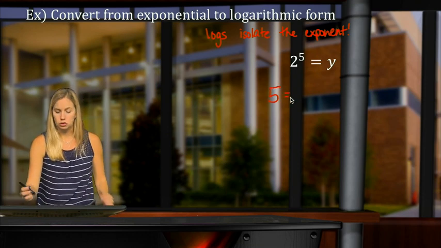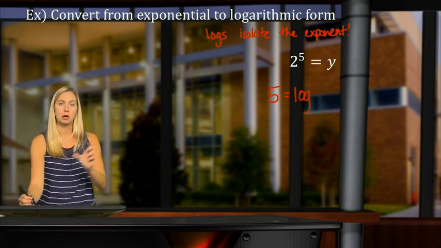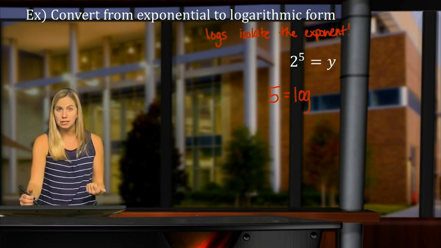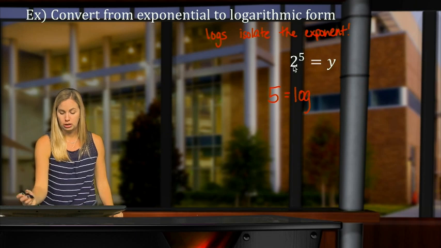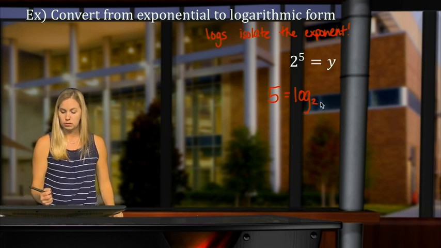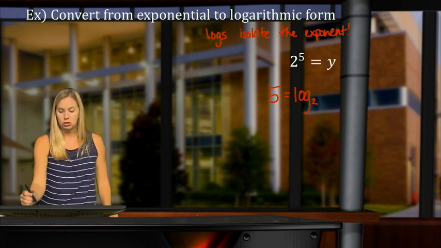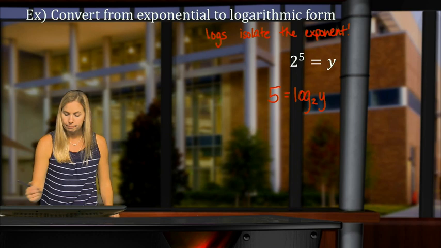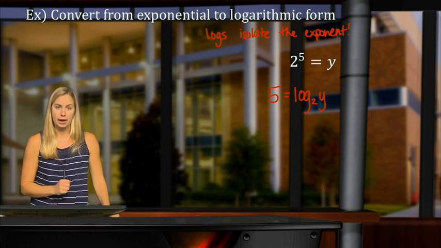Now, when we convert to a log, we've got log, and then we've got a specific base. If you remember that equivalent statement, the base of our exponential is equal to the base of our logarithm. So what's the base of my exponential equation? It is 2. And now there's only one thing left. I need the argument for my log, and the only piece that I haven't used for my exponential equation is y. So it's 5 equals log base 2 of y.